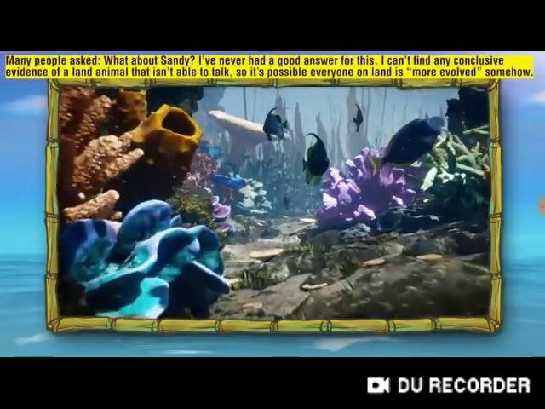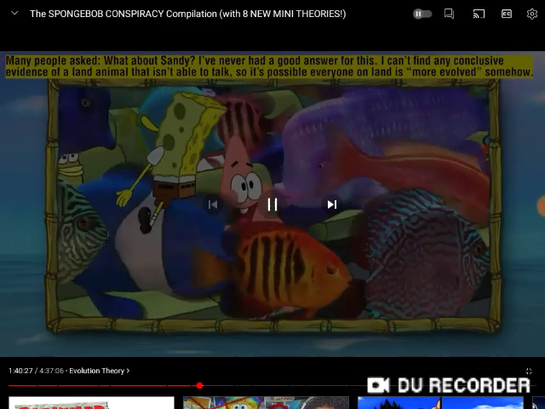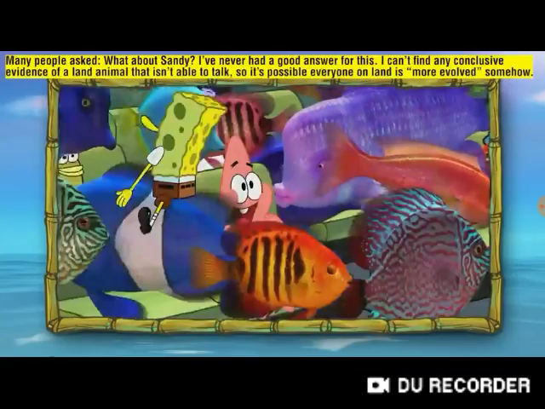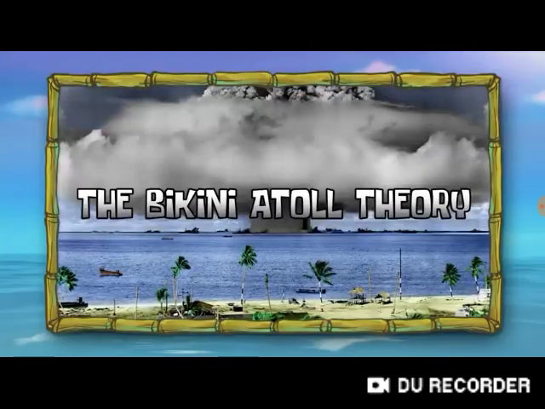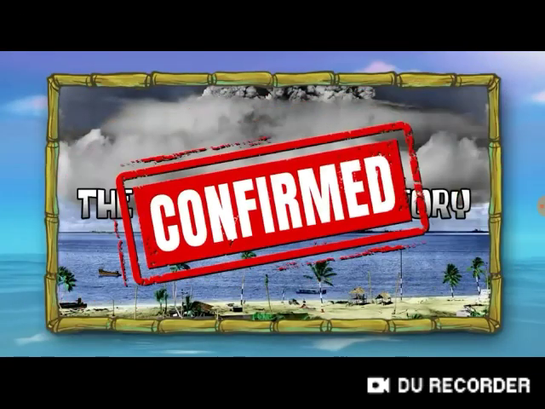This is a very deliberate world-building choice for the creators to make. Many people ask, what about Sandy? I have never had a good answer for this. I can't find any conclusive evidence of land animals that isn't able to talk. So it's possible everyone on land is more evolved somehow. So I guess that kind of confirms the Bikini Atoll theory. Because... confirmed. We did it.